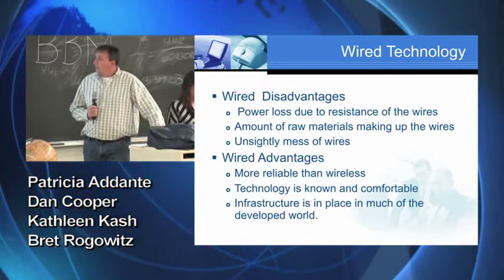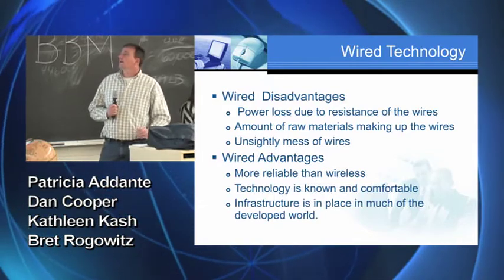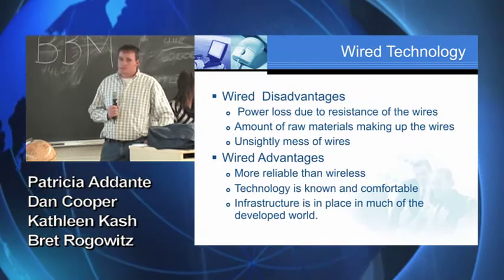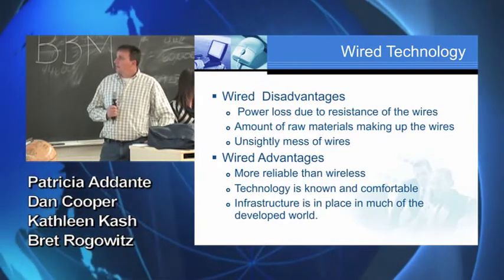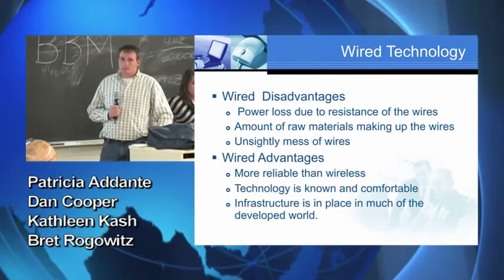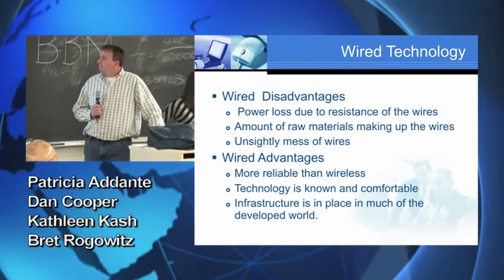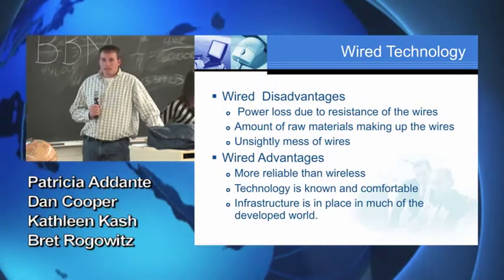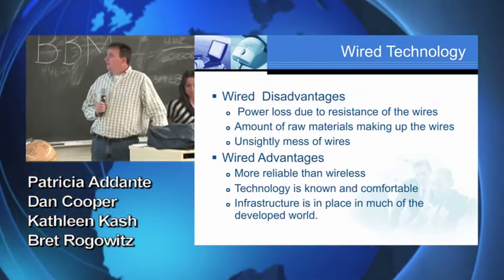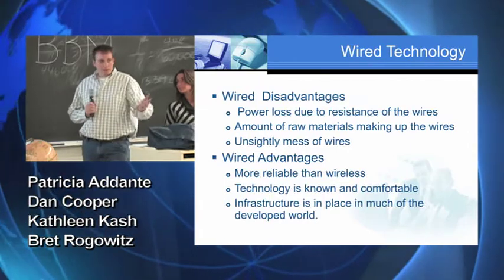We've got advantages and disadvantages of both wired and wireless technology. Some of the disadvantages of wired are power loss because of the resistance of the wires themselves, and the amount of raw materials taken up by the wires. The power loss due to resistance is estimated at about 26%. The raw materials are mainly copper. Copper supplies are dwindling in the world. And then you've got the unsightly mess of wires. You can see that in the classroom as well.